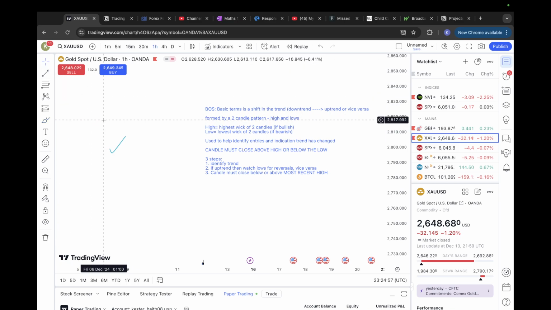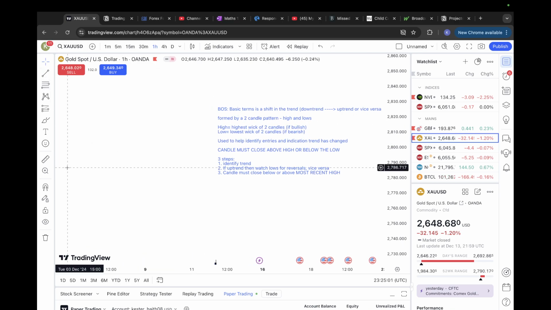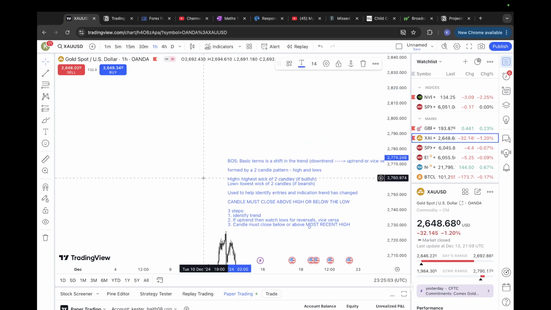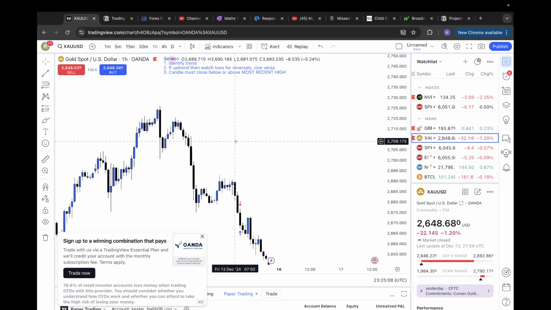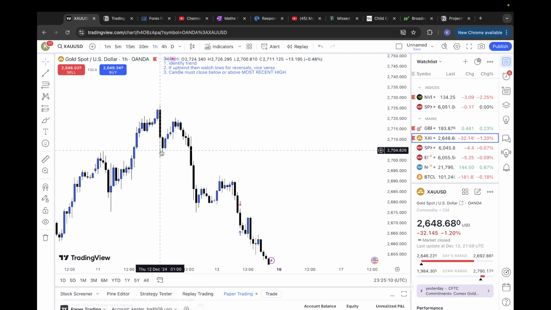A high is the highest wick of the two candles. So for example, if we move this down onto a real example, a high is here. We've got this candle and this candle, a bullish candle here, and then a bearish candle here. The high is here, and we take the highest point out of these two candles. You might think that it's the candle going up that creates the high. No, it can still be the down candle, it's the highest point.